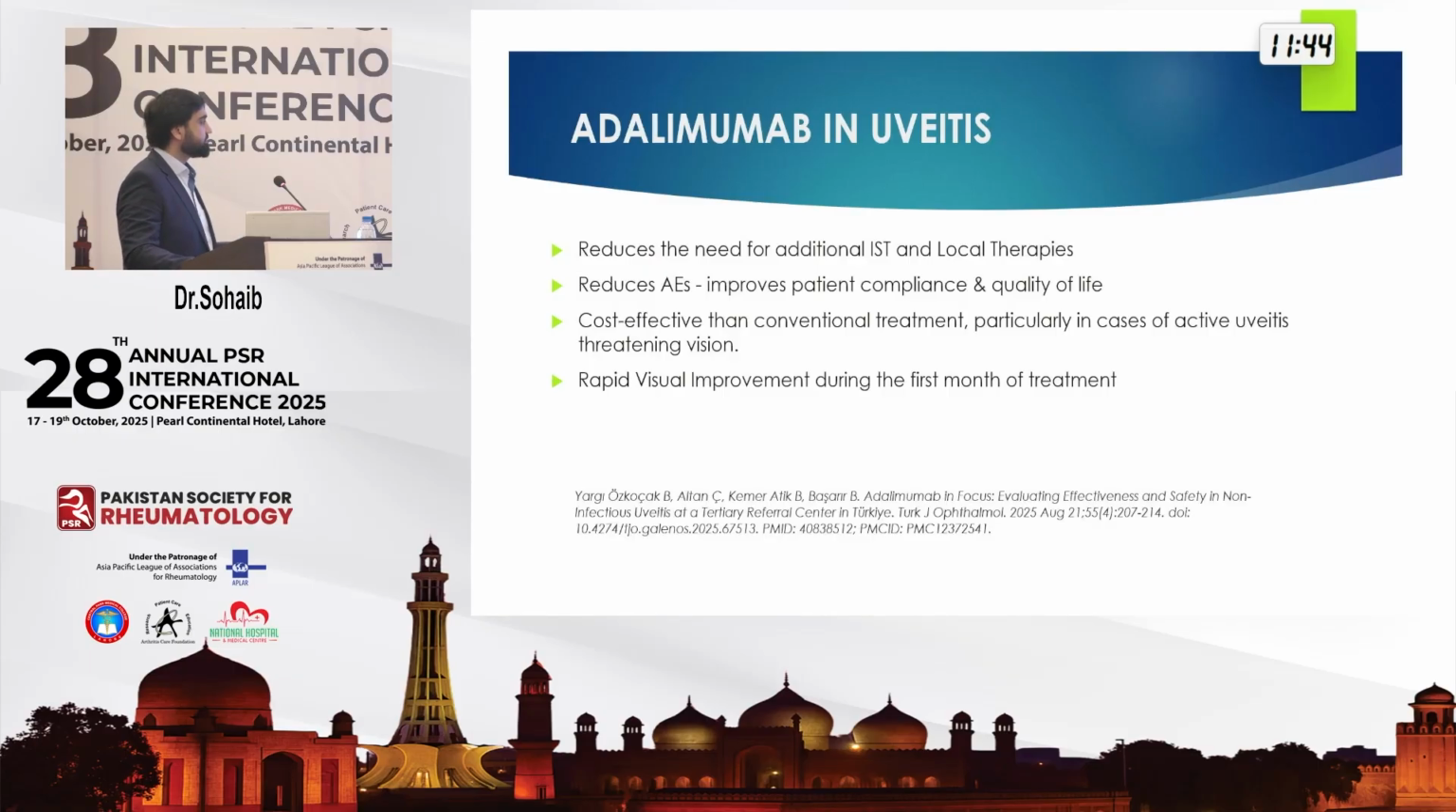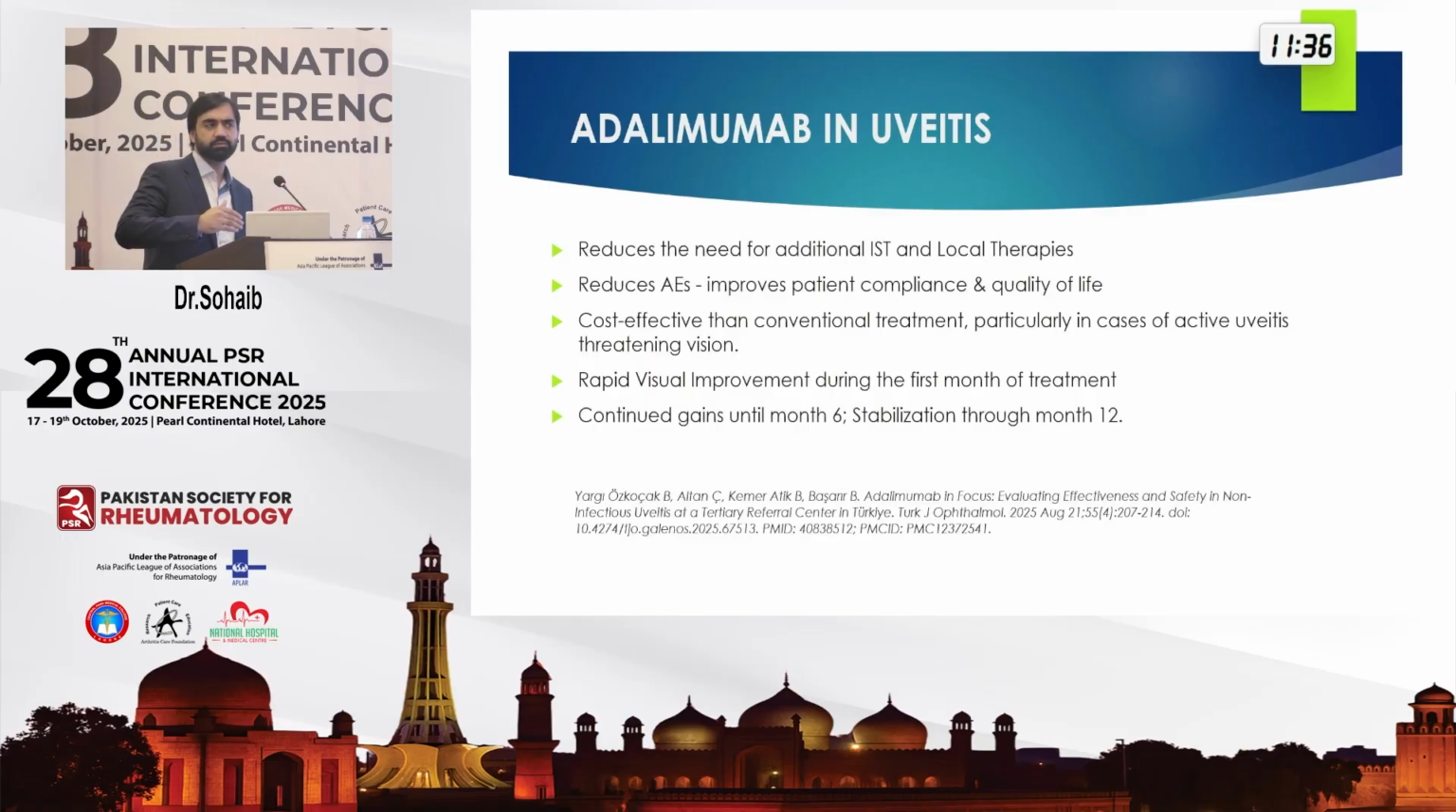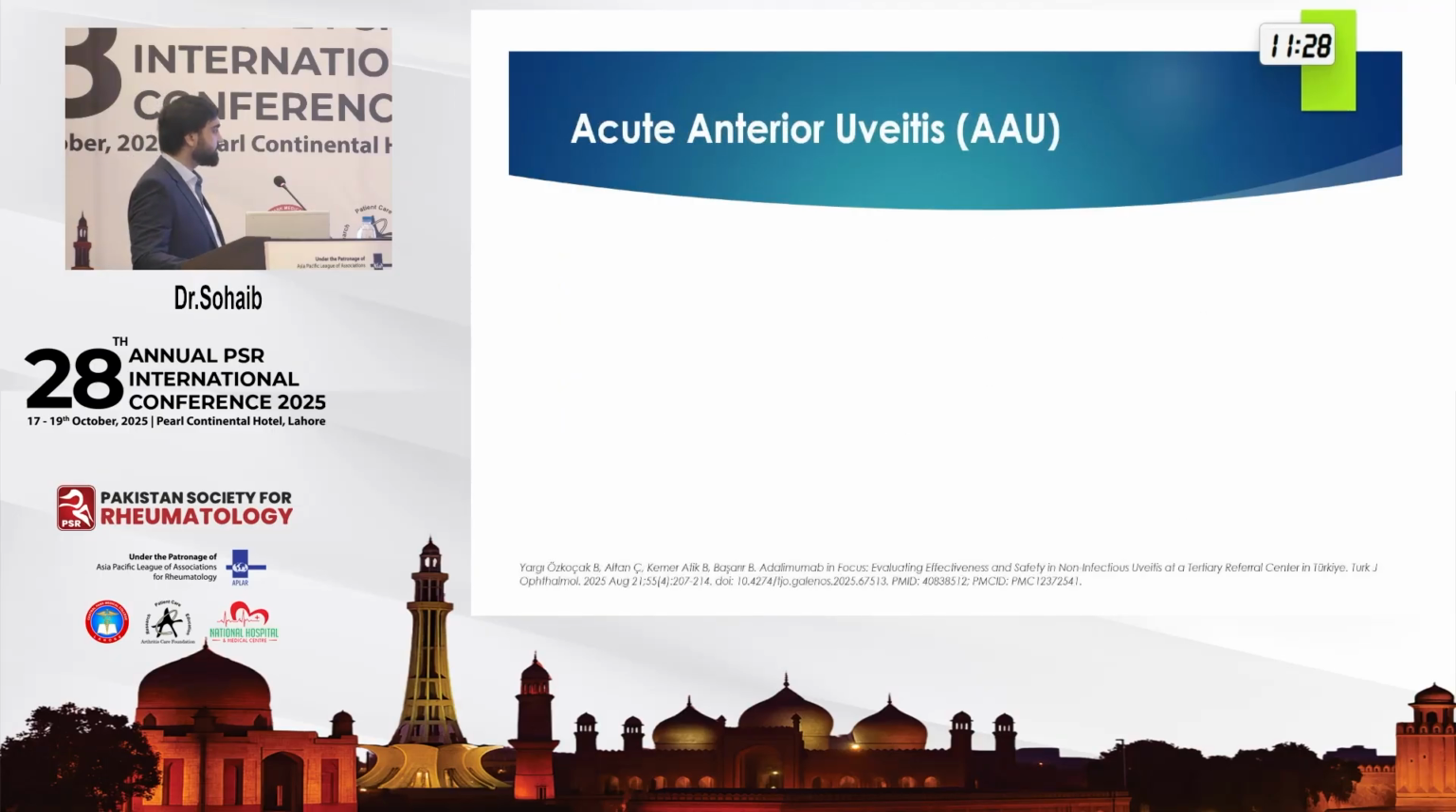There is rapid visual improvement, and there are continued gains for 6 months, and the patient stabilizes by month 12. So what I tell my uveitis patients is that you have to be very patient. It would be the 3rd or 6th month before your vision is going to stabilize with TNF-alpha inhibitors.